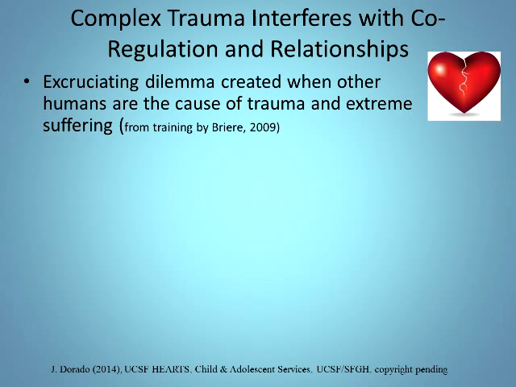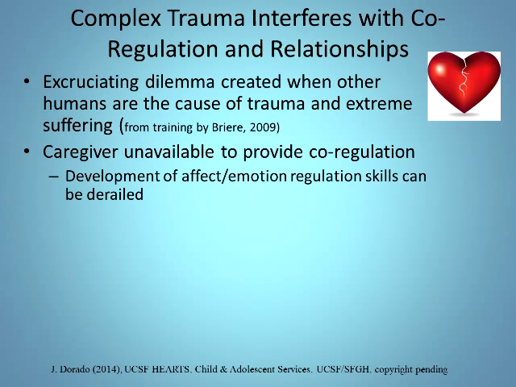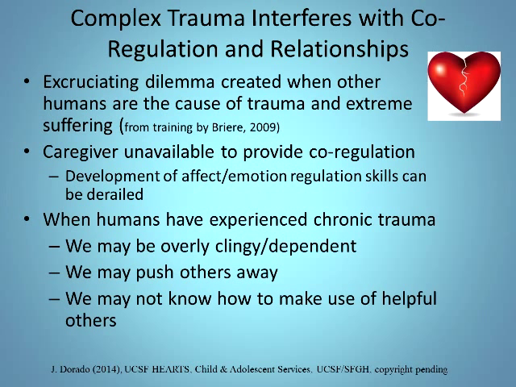But there's a real dilemma when those caregivers are actually the cause of trauma, or they're not available because of their own trauma. They can't provide those sorts of co-regulation skills. It derails the development of those self-regulation skills. And then it can affect our relationships. So we may have students who might be overly clingy or dependent. They push us away. They don't know how to make use of us as helpful others, which can be really hard for us who got into this business because we want to help. So can we not take it personally?